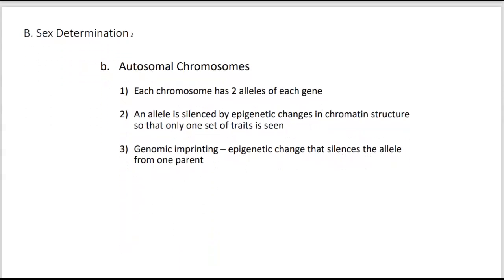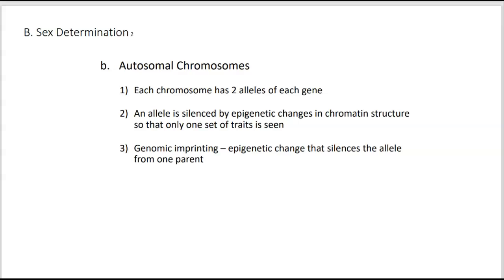And when we look at the first 22, there's going to be two, what we call alleles, of each gene. And the allele is just the changes, and when we look at alleles, there's two options for each chromosome. And so this is where you can have a dominant trait. One is dominant, the other one is silenced.